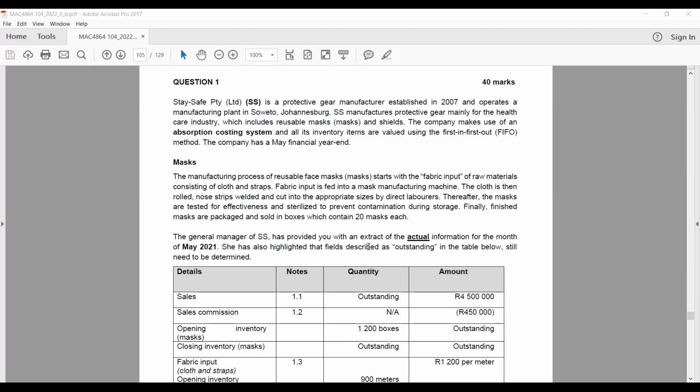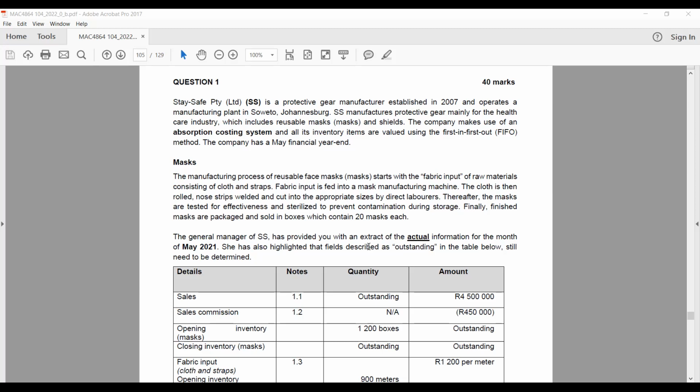But for me, one of the most important aspects in this paragraph is the last sentence, where they're telling us that masks are packaged and sold in boxes which contain 20 masks. Why is this important? You must keep note of how the question is going to test: whether they're asking us for one mask or for a box of masks. We'll have to keep our head straight to see what a product is. What is one unit of a product? Is one unit of a product one mask, or a box of masks? That's very, very important in management accounting.